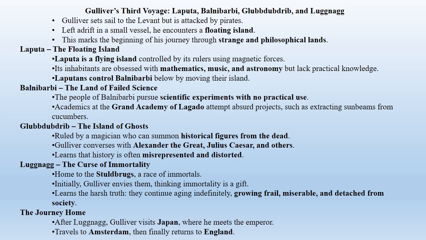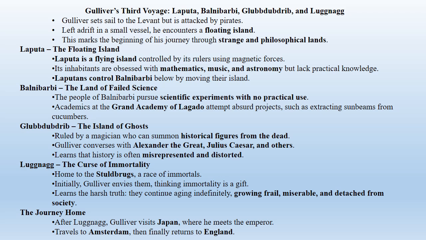Gulliver's third voyage takes him to strange and fascinating lands, including Laputa, Balnibarbi, Glubdubdrib, and Lugnag. While traveling on a ship to the Levant, Gulliver is made captain of a small boat sent to trade with nearby islands. However, pirates attack his boat, leaving him alone in a small vessel to drift at sea. Eventually, he sees a large floating island in the sea.